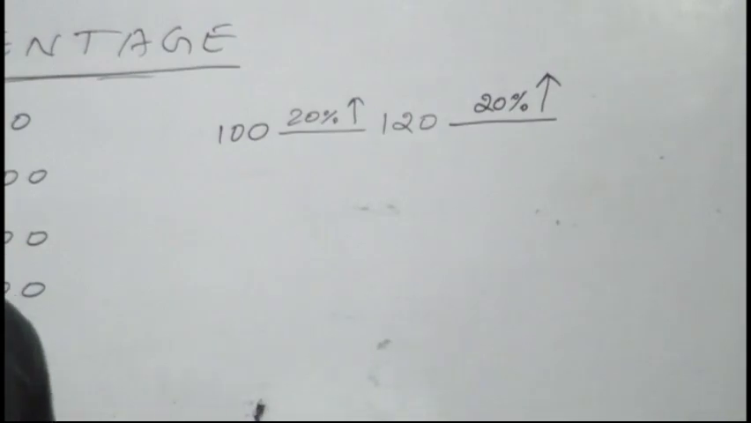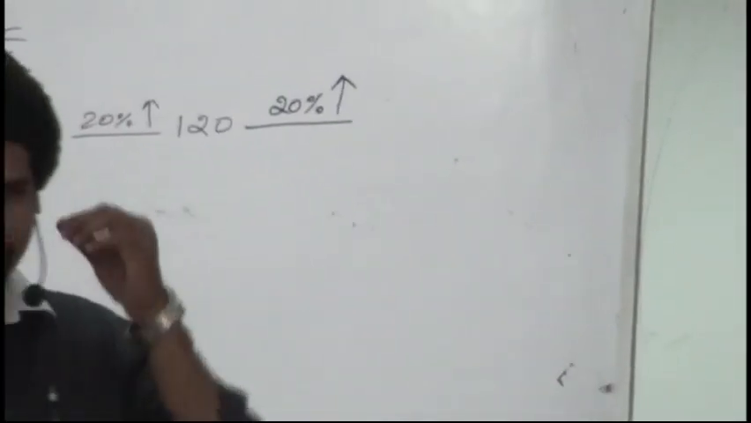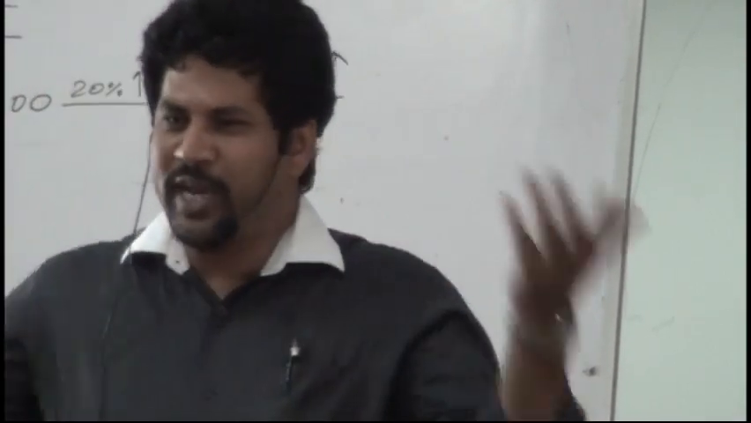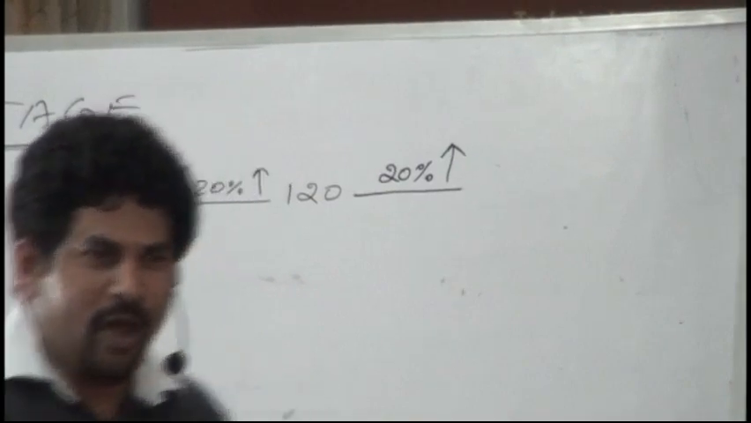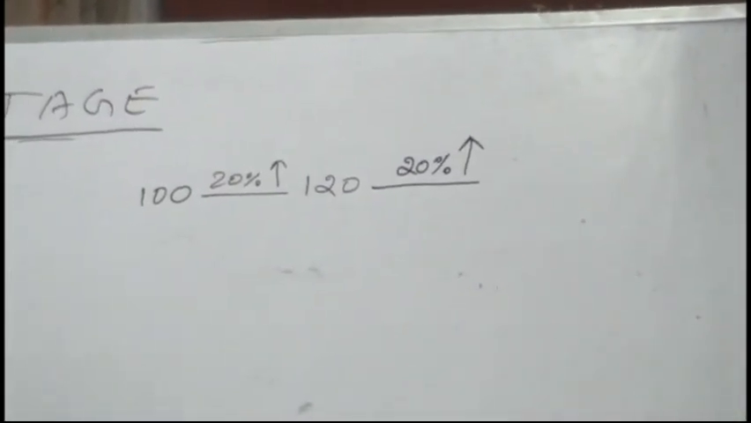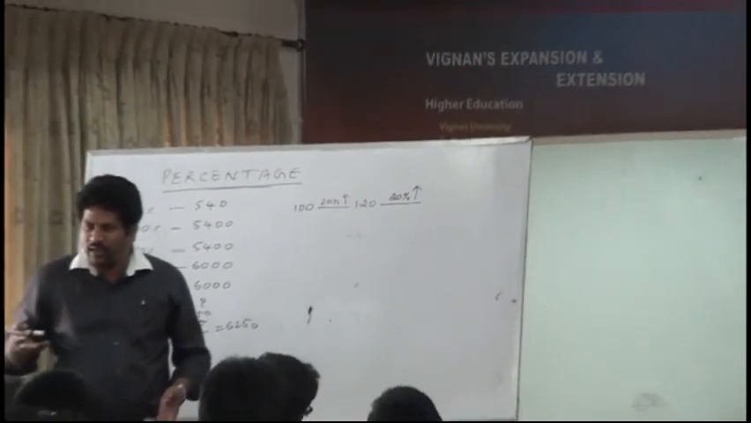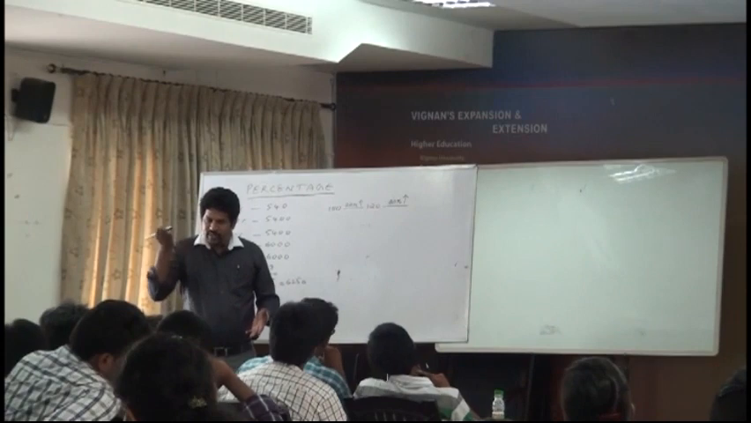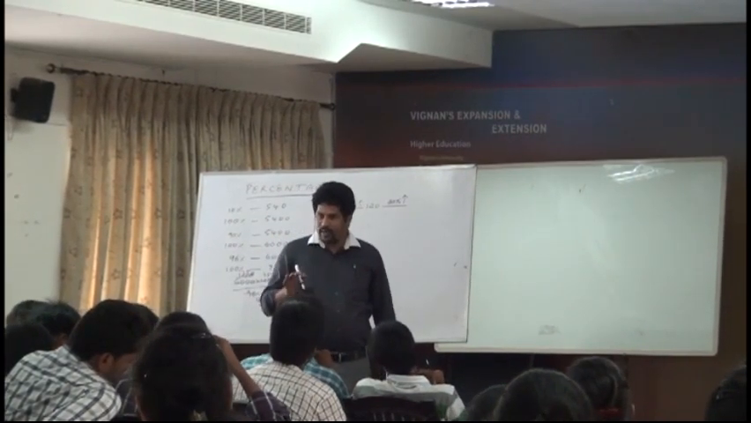See guys, its height increases by 20%. It means 20% of which height? 120. Previous height. Not initial height. If you say there is a 20% increase in my marks every semester, you calculate this 20% increase on the previous semester, not on the first semester. Are you getting my point?